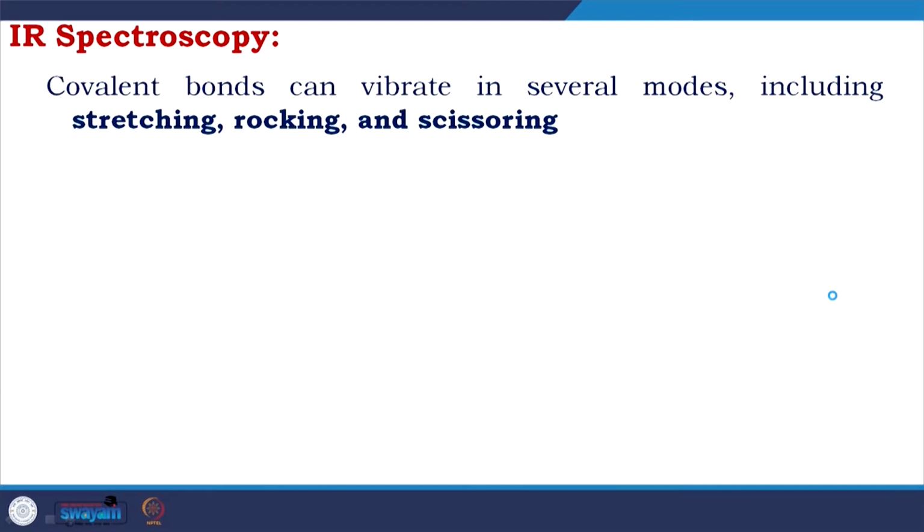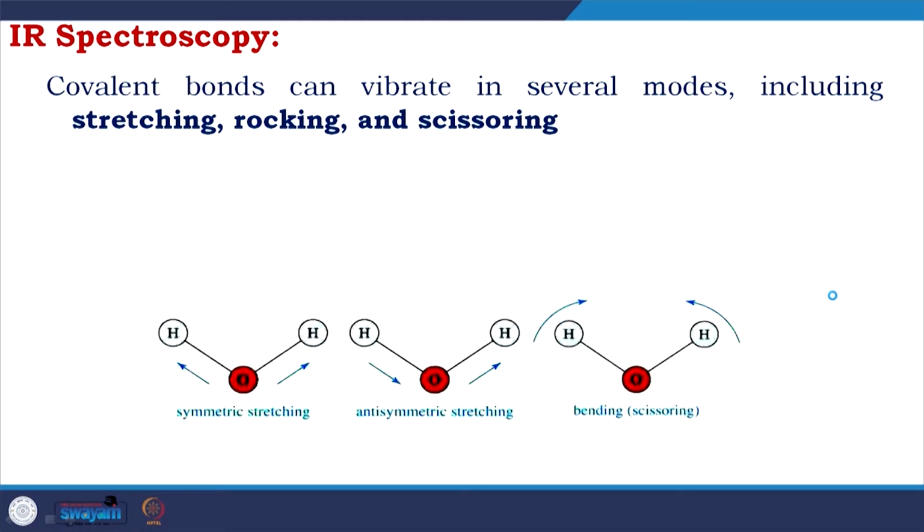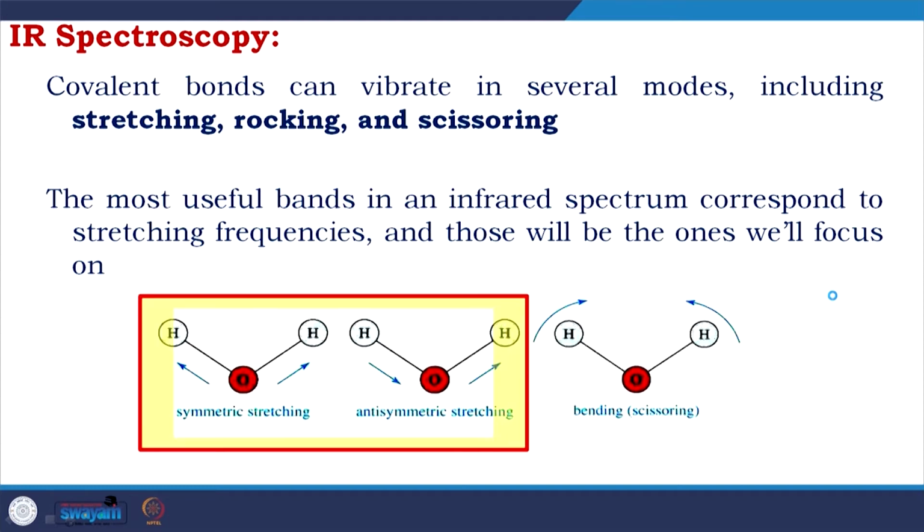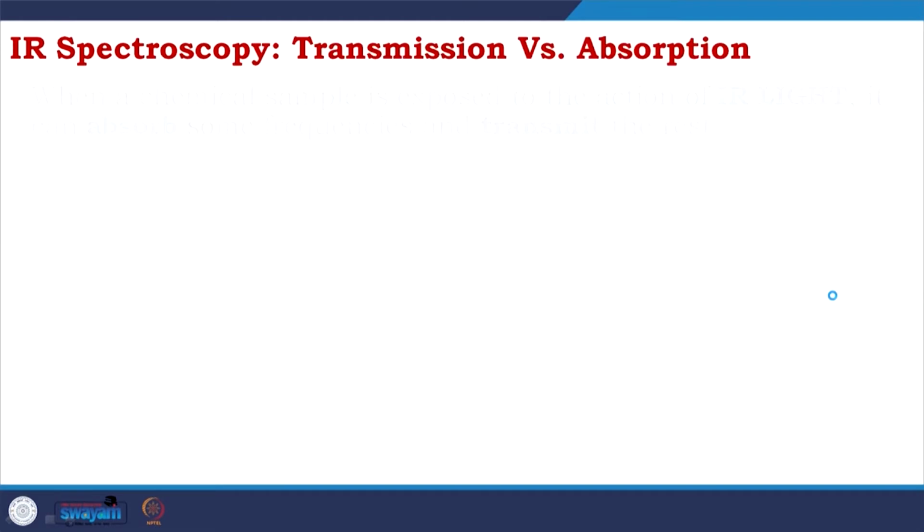As I told you, the covalent bond can vibrate in several modes including stretching, rocking, scissoring. If you see symmetric stretching, antisymmetric or asymmetric stretching, and bending or scissoring. So, the most useful bands in an infrared spectrum correspond to the stretching frequencies, and those will be the ones we will focus on. Which are the ones? These are the ones: symmetric and asymmetric stretching.